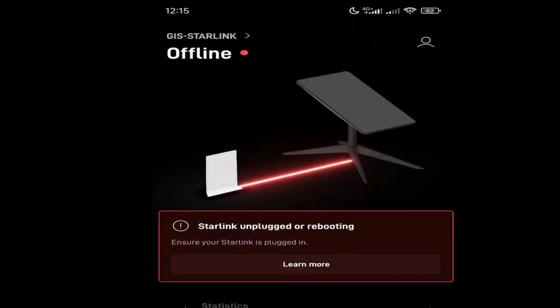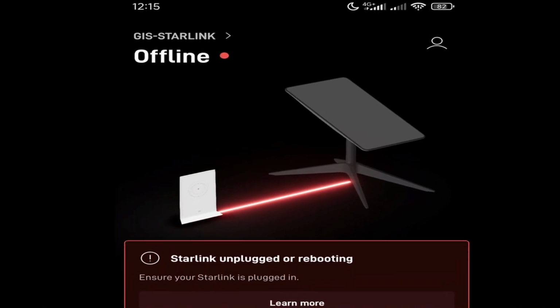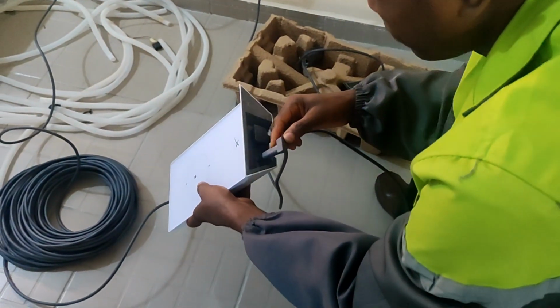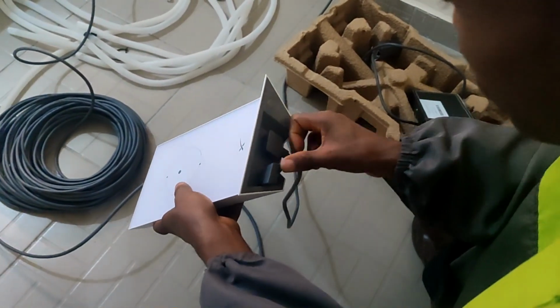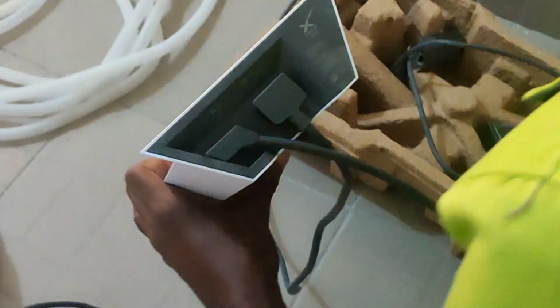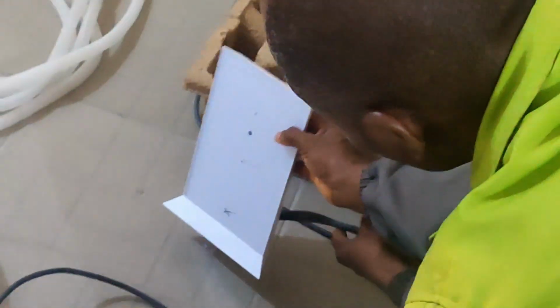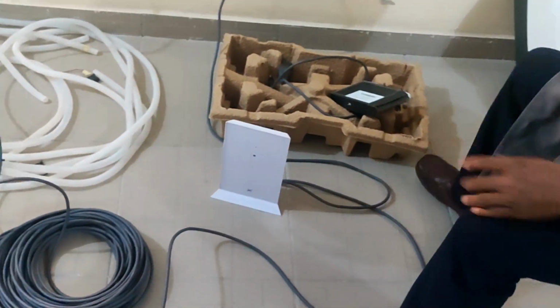One day I logged into my Starlink app and I saw "Starlink unplugged or rebooting." As part of my troubleshooting steps, I rebooted the Starlink router, and the problem persisted. Going further, I also did a reset. For those of you that don't know how to reset your Starlink router when you have common issues like this, in my next video I'm going to talk about how you can reset it. So I did the reset, it didn't work. I did a factory reset, still it did not work.